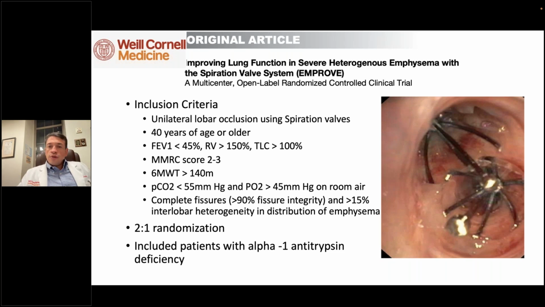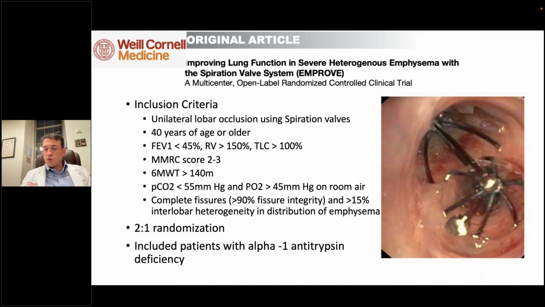So the IMPROVE study is the equivalent of the LIBERATE study. This is the Olympus-sponsored study with Spiration valves that ended, and the results got released a little bit after the LIBERATE trial. It was a very similar type of study in terms of the selection criteria. You notice the RV was a little bit lower here. It was 150. In LIBERATE, it was 175.